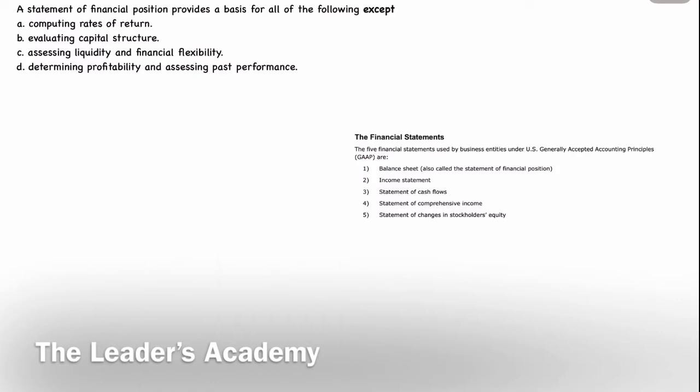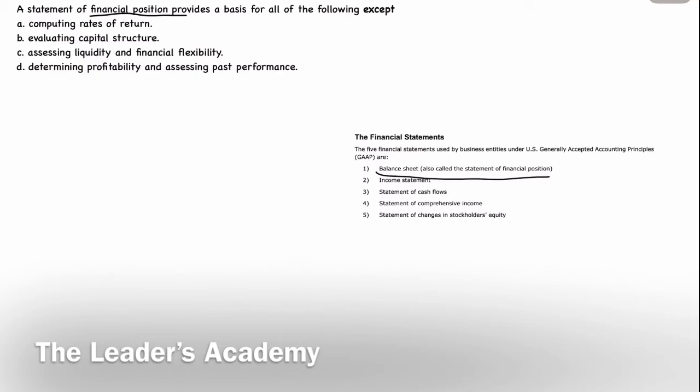Before getting into the question, I have a question. What is this financial position? Financial position refers to the balance sheet only.